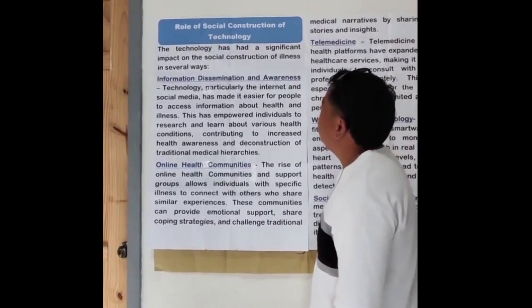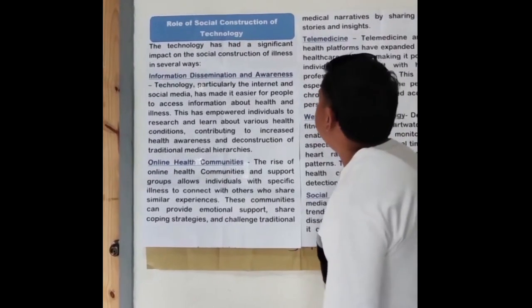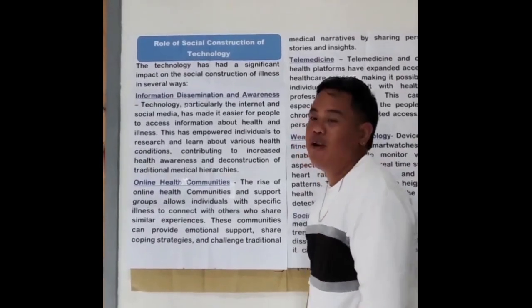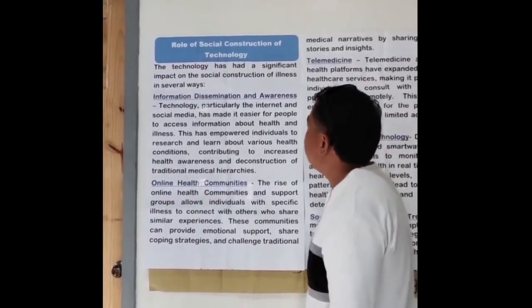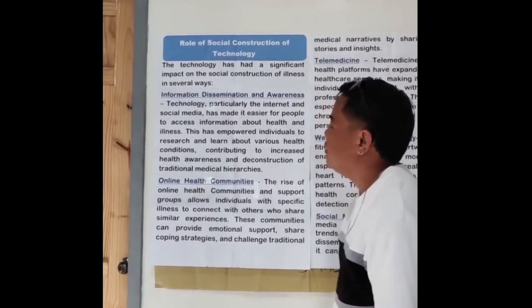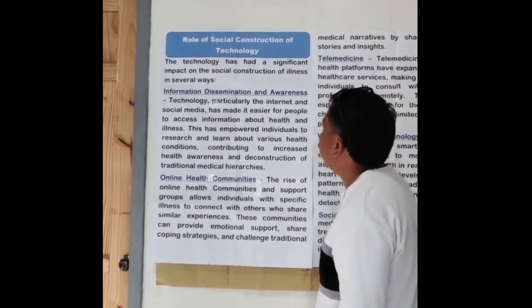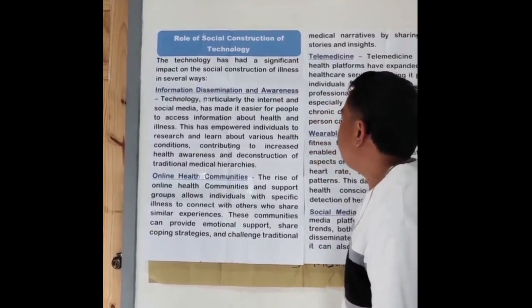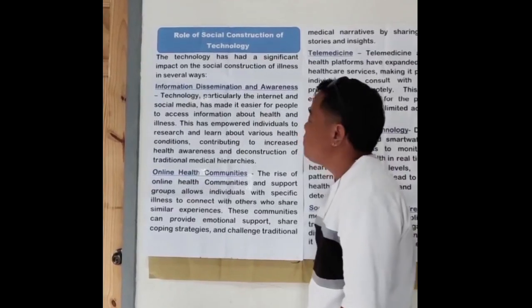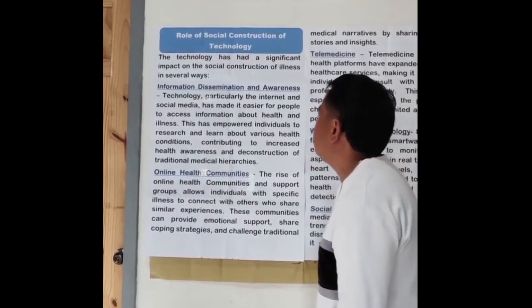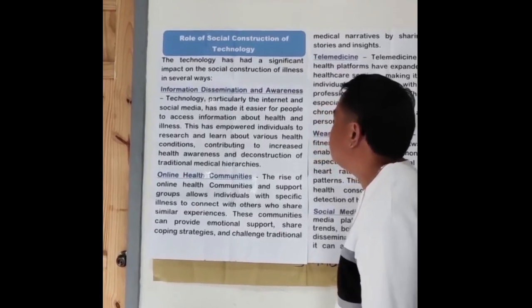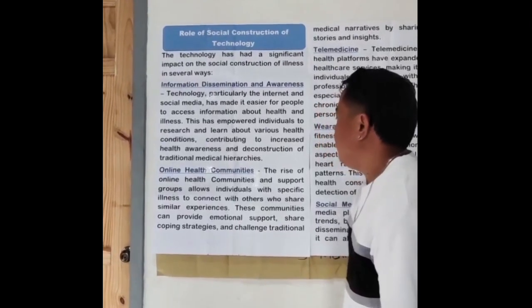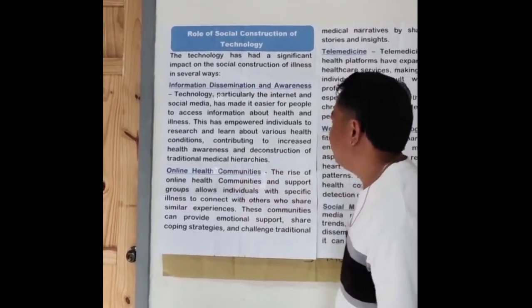Role of the social construction of technology. Technology has had a significant impact on the social construction of illness in several ways. First, information dissemination and awareness. Technology, particularly the internet and social media, has made it easier for people to access information about health and illness. This has empowered individuals to research and learn about various health conditions, contributing to increased health awareness and the deconstruction of traditional medical hierarchies.